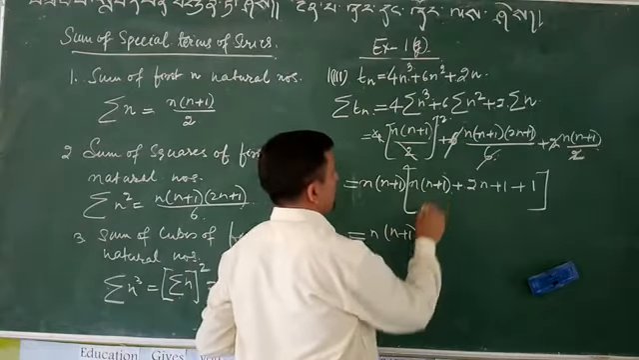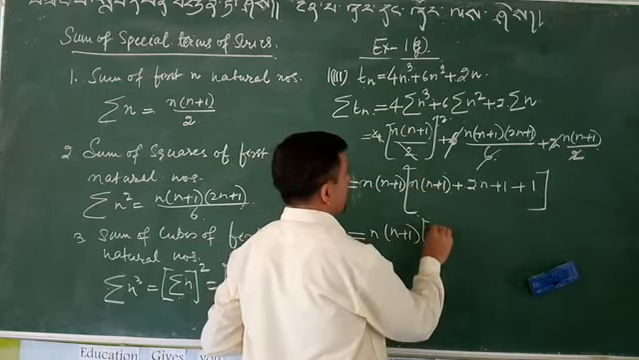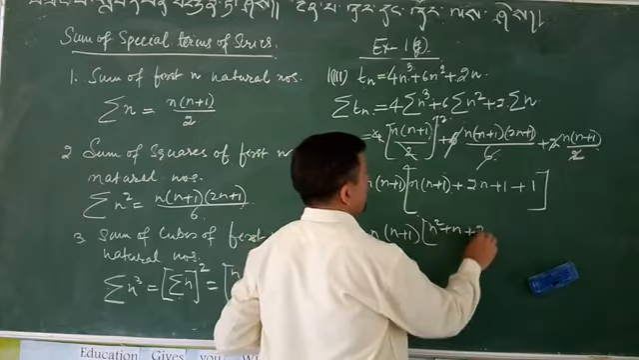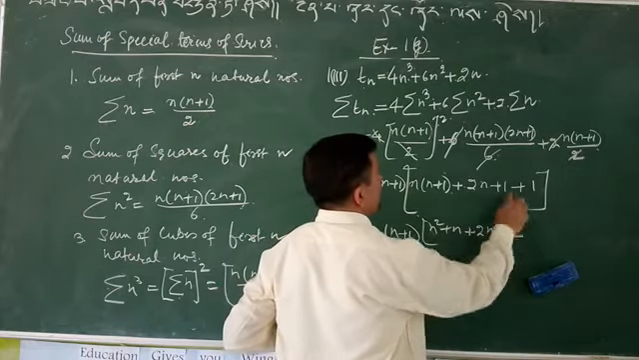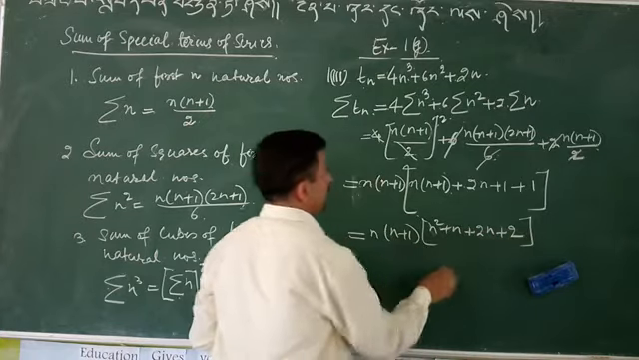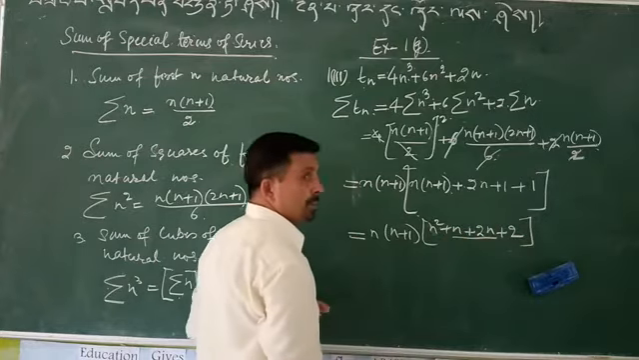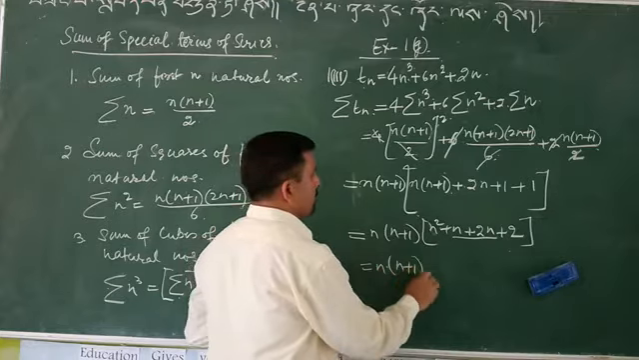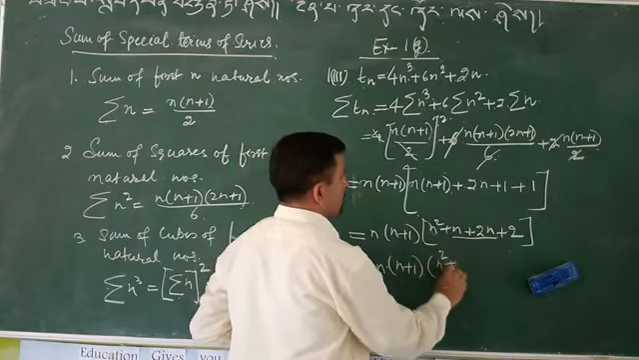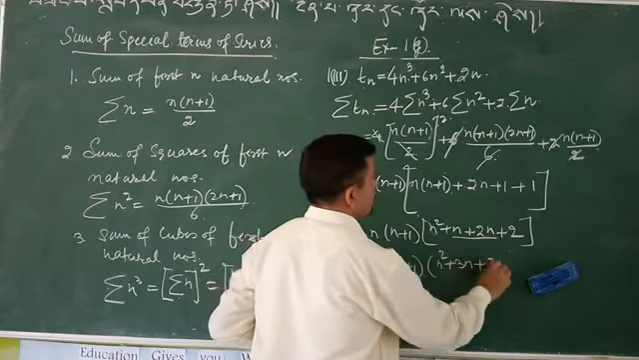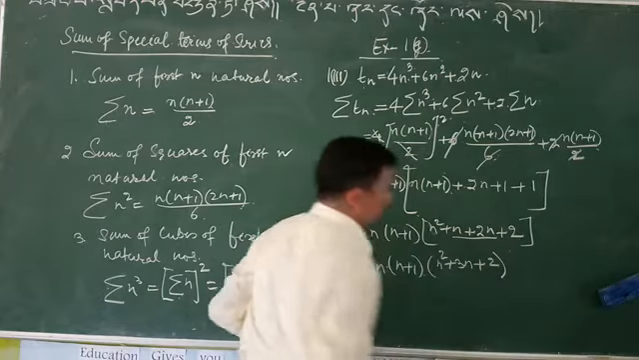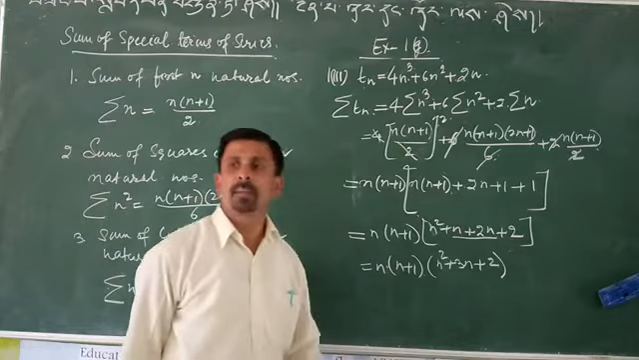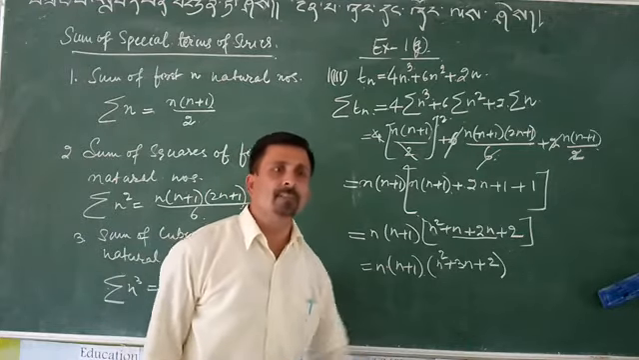Now after this is n into n plus 1. And now we will multiply this. It comes as n square plus n plus 2n plus 1 plus 1, 2. Again this part is the same item, no? So they will be added and therefore n into n plus 1 into n square plus 3n plus 2. We got this answer. Can we accept this answer? Can this answer be accepted?